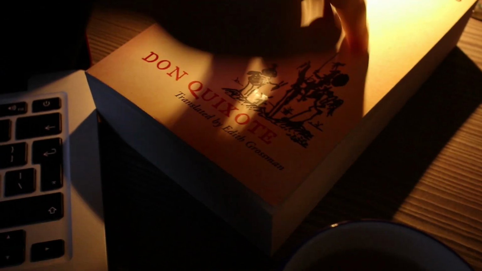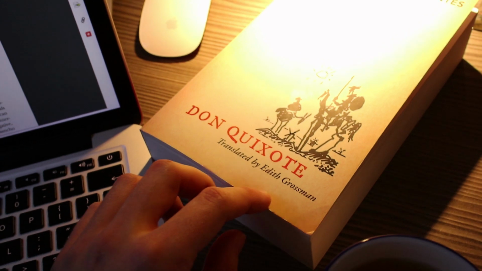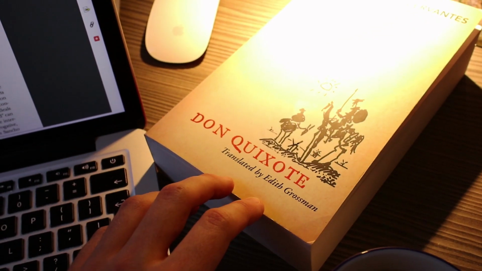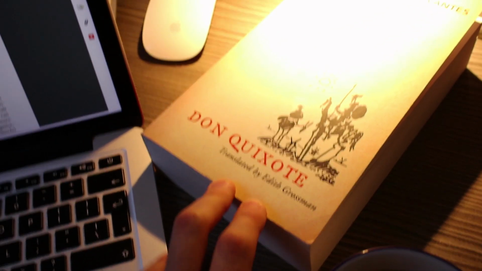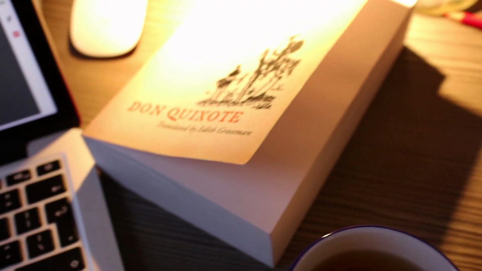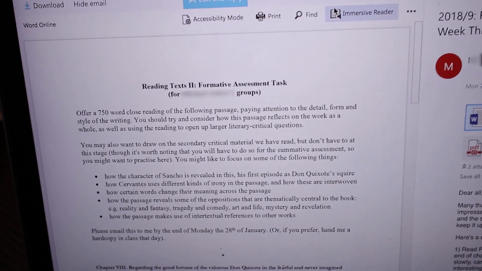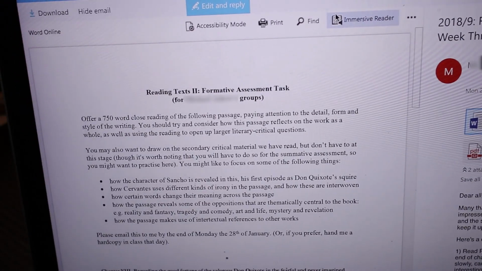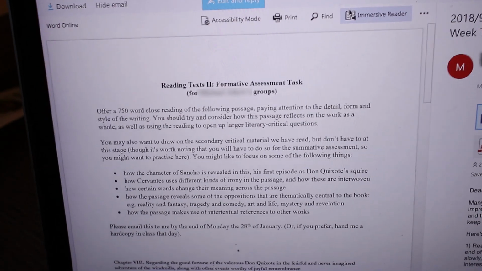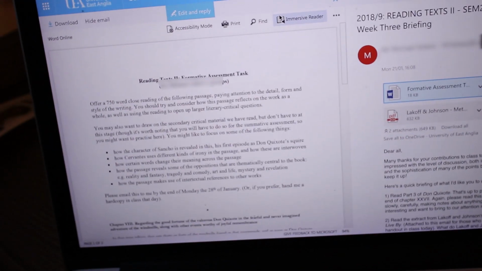So at the moment, we are reading Don Quixote. If any of you haven't read it before, neither have I. I've just started it, but this is what we're reading for one of my modules. And the task that I've got is to write a formative essay, so basically just a really short essay that is more about practice than it is about being marked, just about getting some feedback. So that's what I've got to do today.